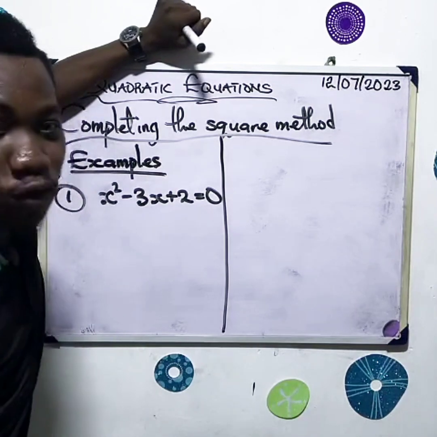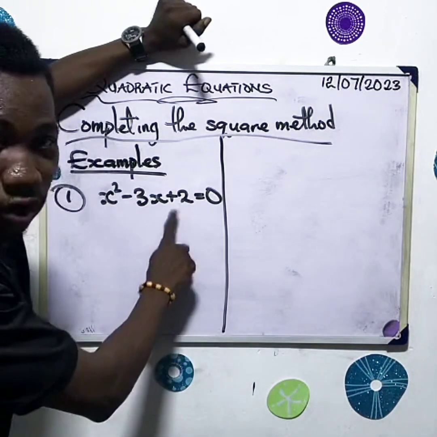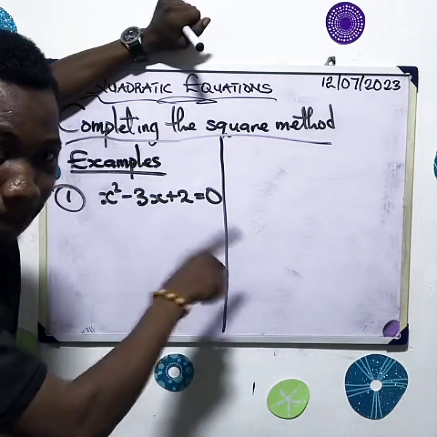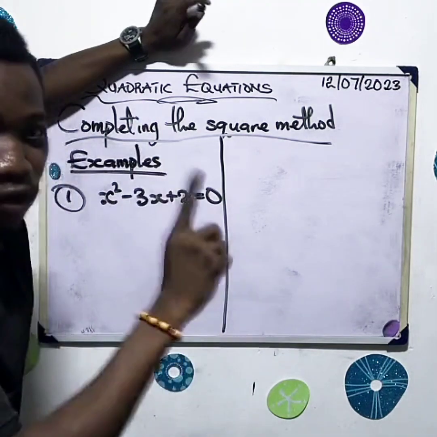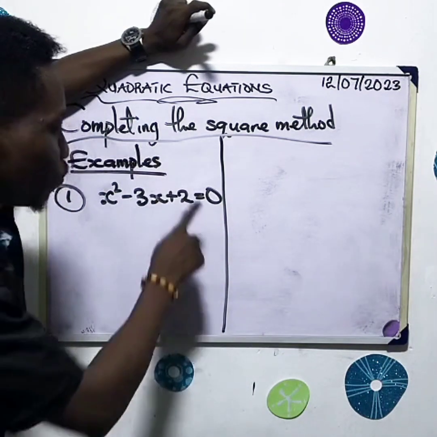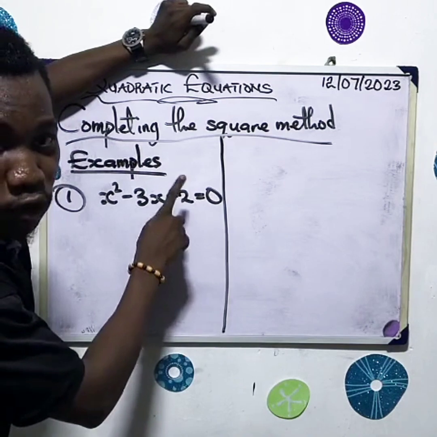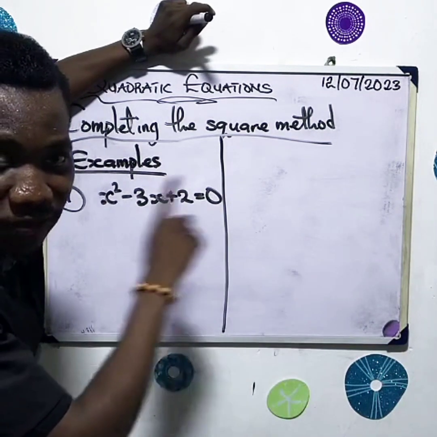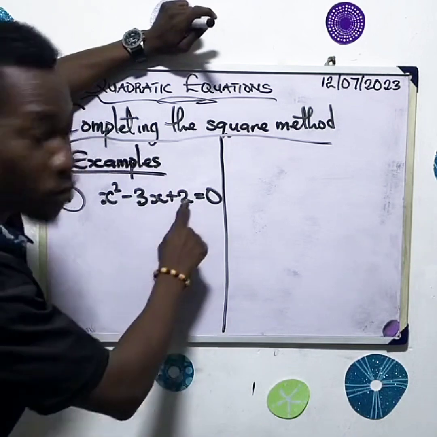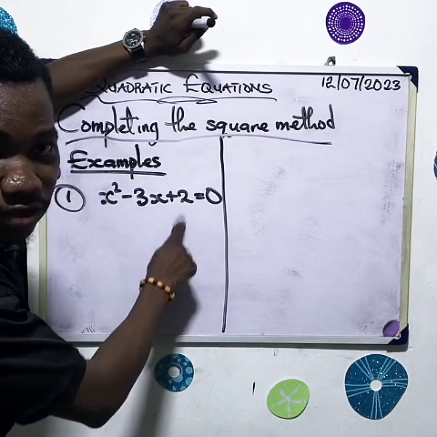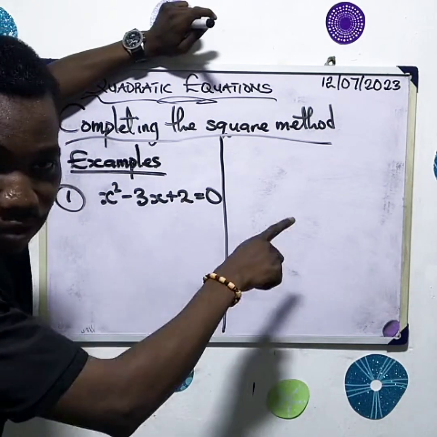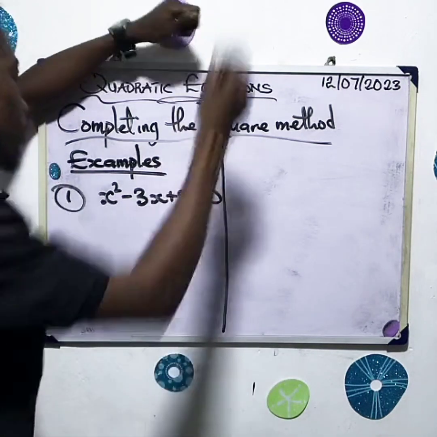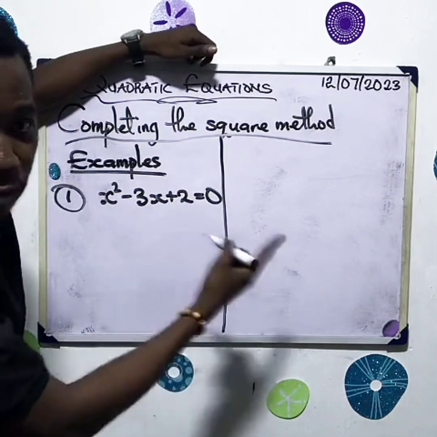The first thing you are to do is to move your constant to the right hand side. There are steps, right? So the first thing you want to do is to move your constant to the right hand side. Thank you, Ejimali. So move your constant, in this case our constant is plus 2, over to the right hand side. So it means we are going to be subtracting 2 from both sides.